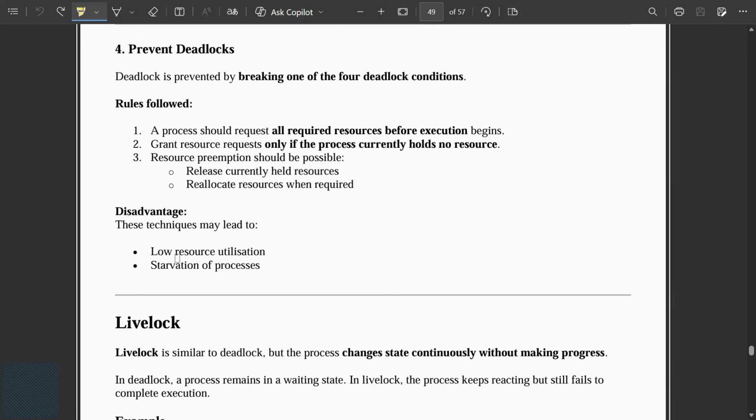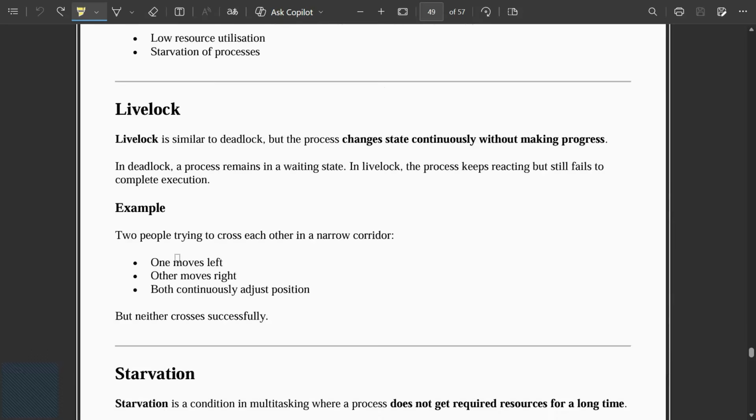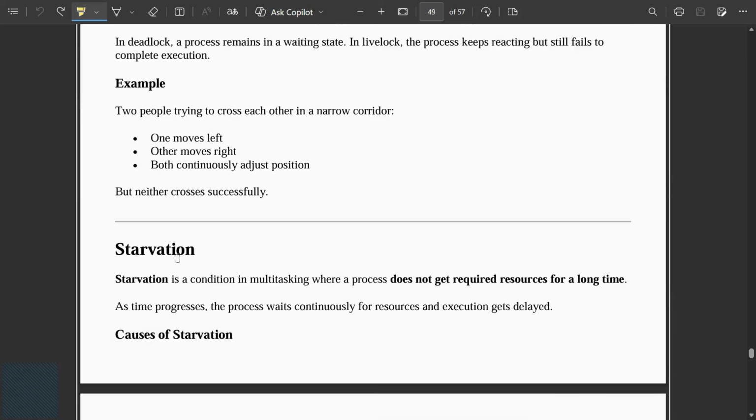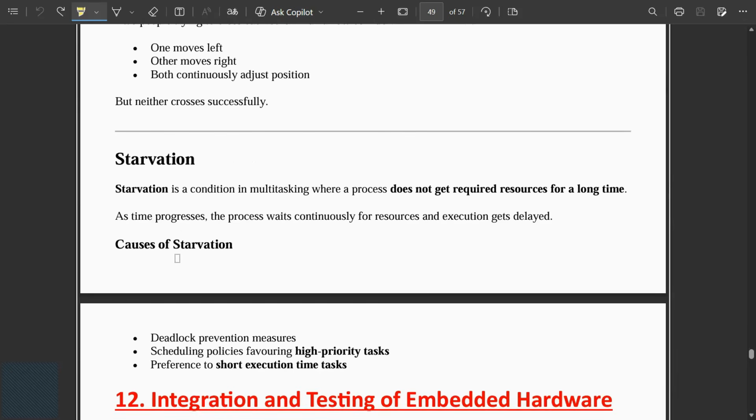The rules followed for that are given here. Then comes livelock. It is similar to deadlock, but the process changes state continuously without making progress. Starvation is a condition in multitasking where a process does not get the required resource for a long time.